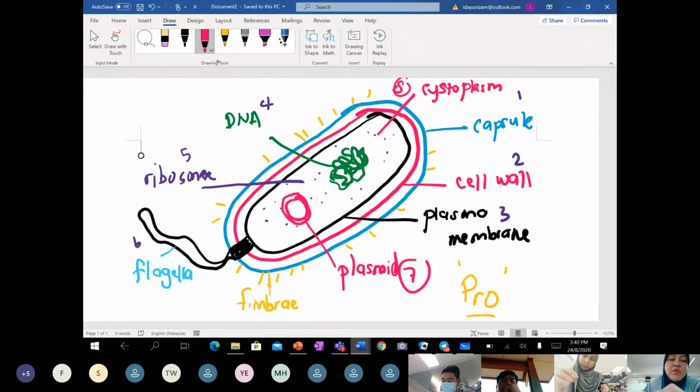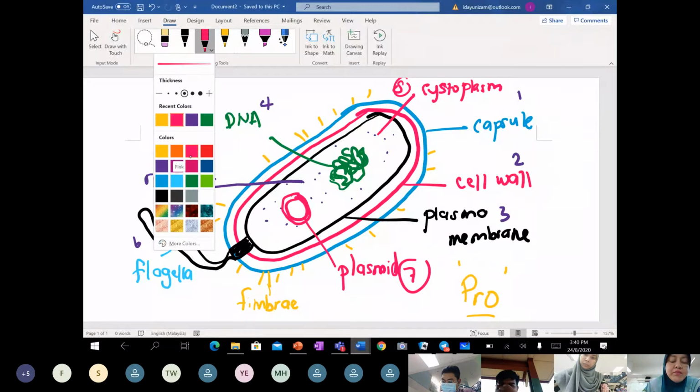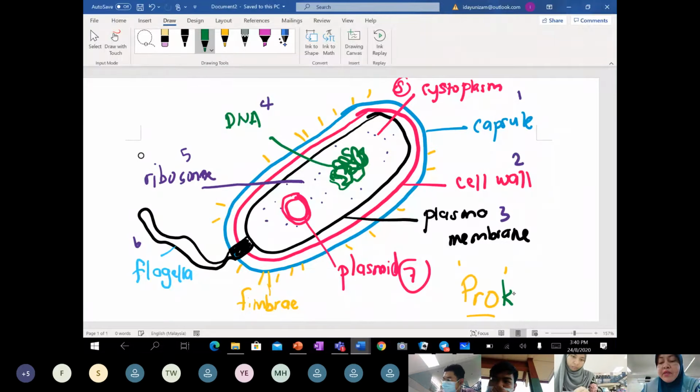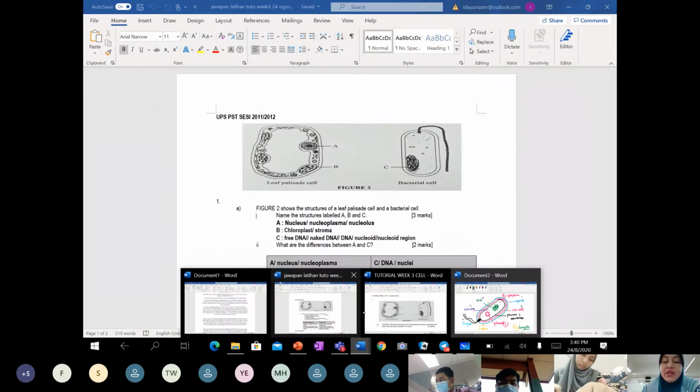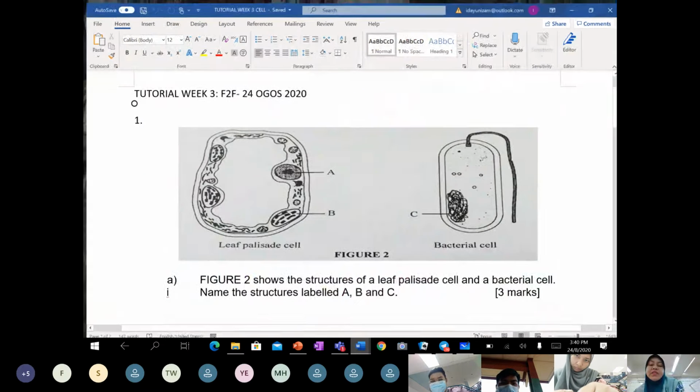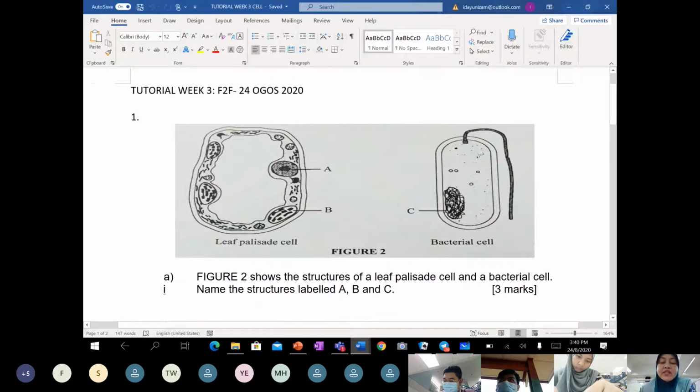What is the meaning of pro? Pro means before, or no nucleus membrane. Karyote, so it's a prokaryote. Now back to our discussion. From this question, and from that structure, now we discuss.